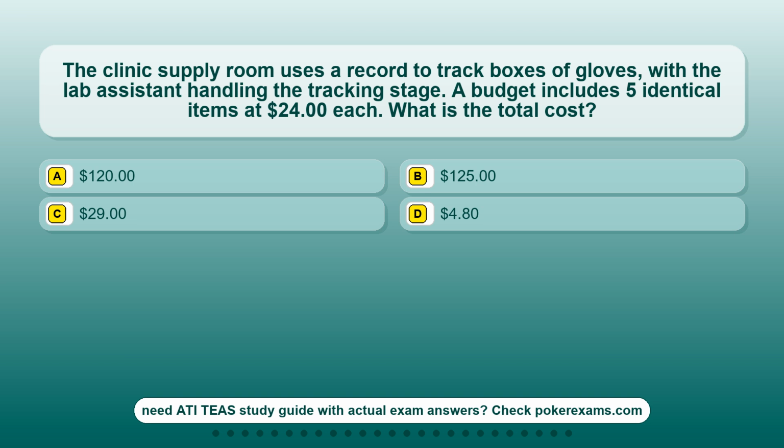Option A, $120. Option B, $125. Option C, $29. Option D, $4.80. The correct answer is option A, $120.